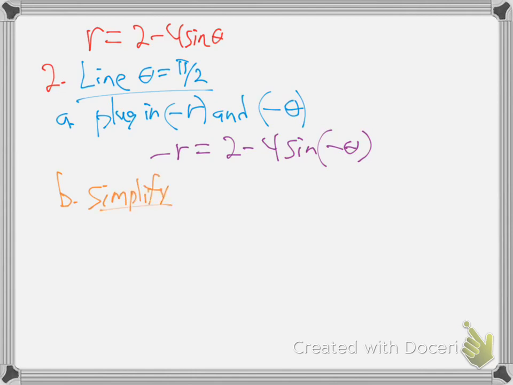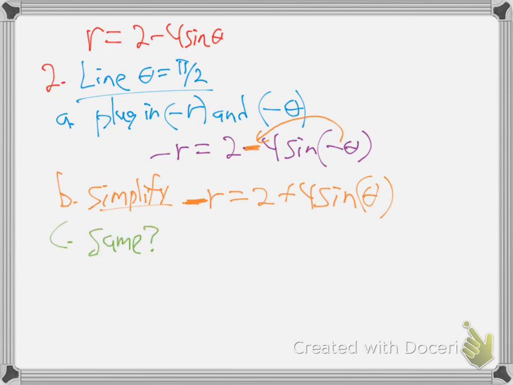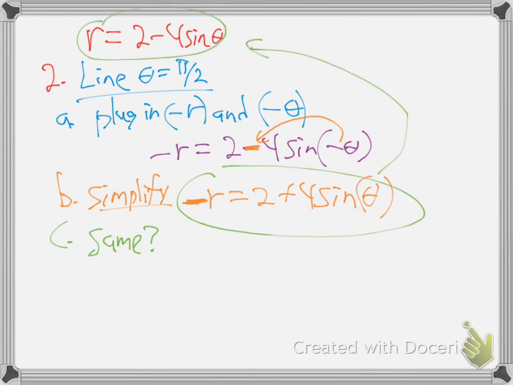Simplify. How do you simplify? Well, negatives inside a sine come to the front of that sine. So we get negative r, there's still a negative on the r there, equals 2 plus 4 sine theta. And then step C. Is it the same? Are these guys the same? Is it the same as the original? No.